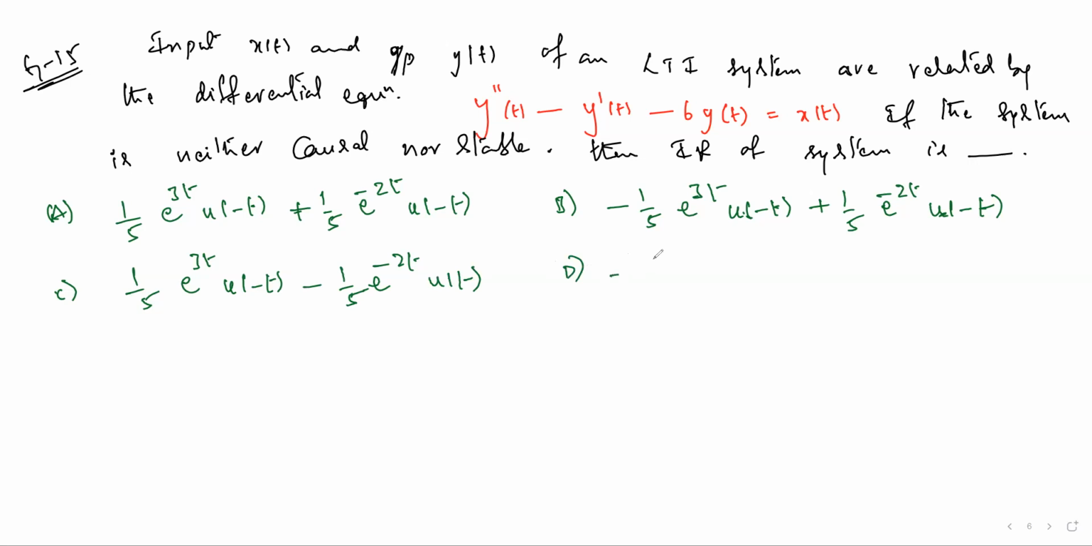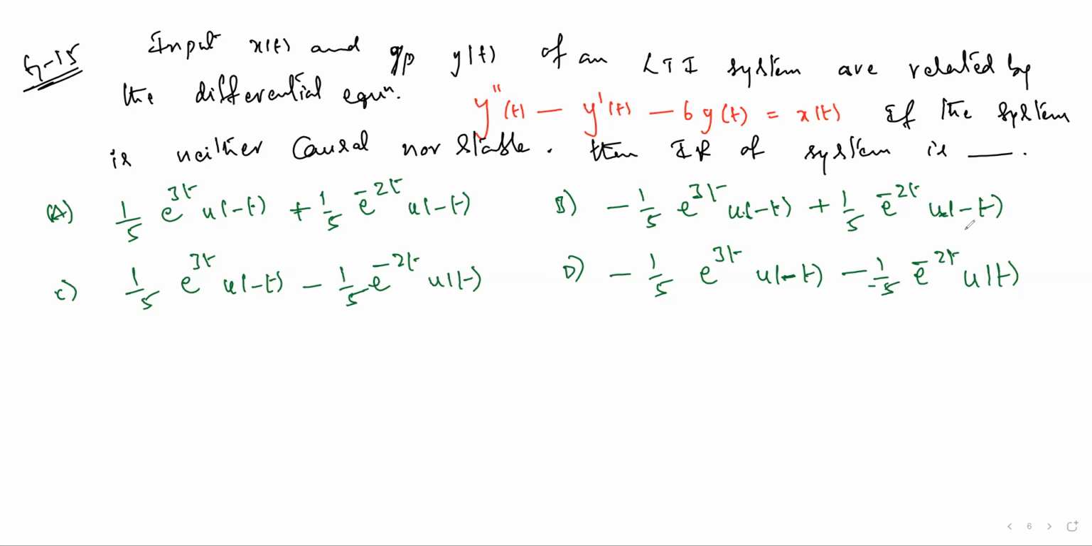D is minus 1 by 5 e to the power of 3t u of minus t, minus 1 by 5 e to the power of minus 2t u of t. Find the answer correctly. Very, very important.